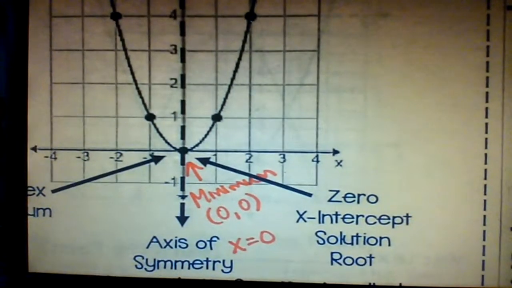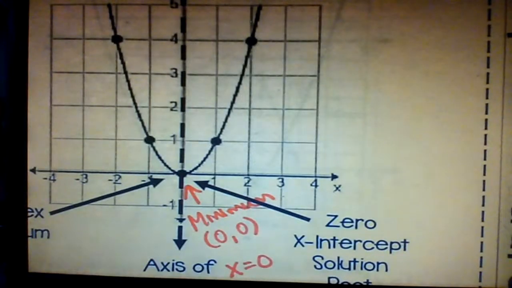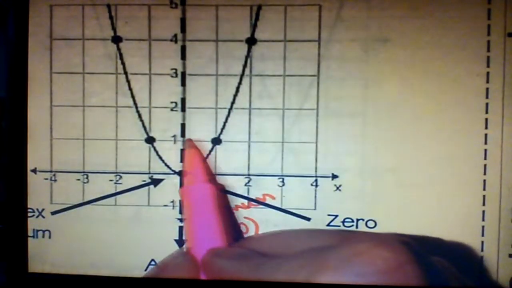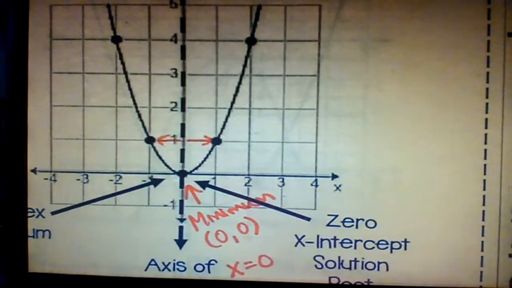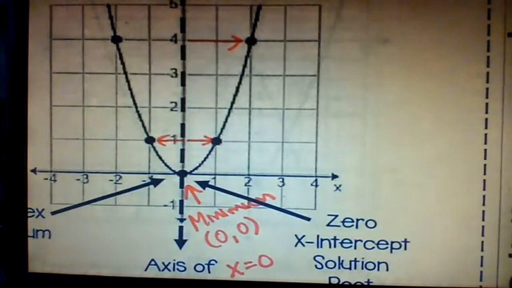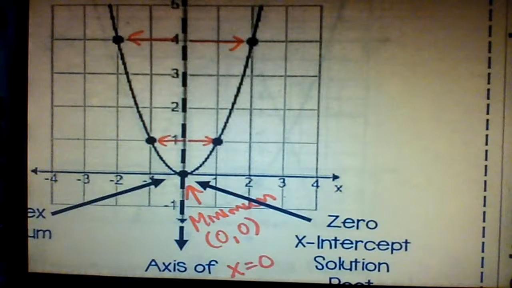If I look at what happens on the left-hand side of this graph versus what's happening on the right-hand side of this graph, it's identical. Okay, look at these points. This point is 1 to the right, so the other side is 1 to the left. This point up here is 2 to the right. So on the other side, I have to have a point that's 2 to the left because they're mirror images.